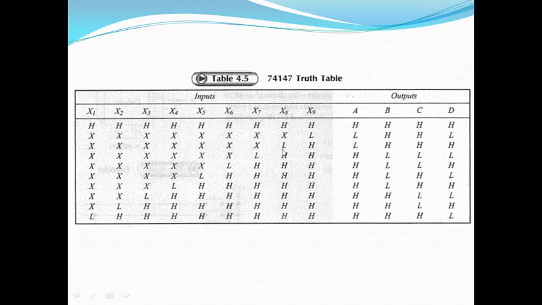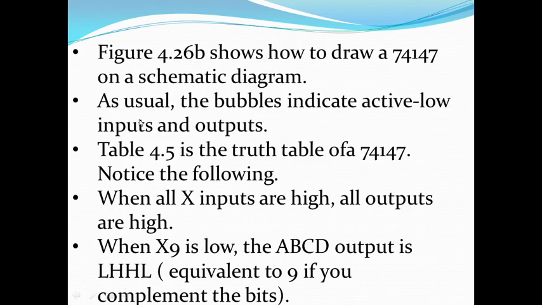If X8 is activated, then you are going to get L, H, H, H. So from X9 to X1, when X1 is activated, you will be getting H, H, H, L. Figure 4.26p shows how to draw 7445 on a schematic diagram. As usual, the bubbles indicate active low input and output. Table 4.5 is the truth table of 7445.